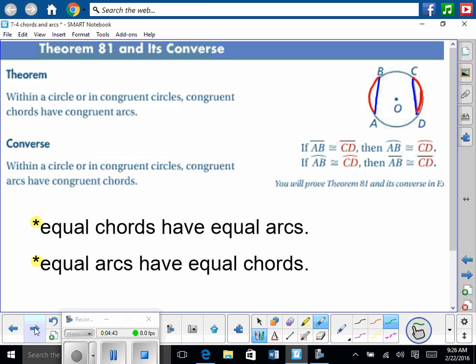Okay, so next one says equal chords have equal arcs. So look up here. If this chord is equal to this chord, then this arc will be equal to this arc. So the converse says, if this arc equals this arc, then this chord must be equal to this chord. Is everybody good with that? Okay.